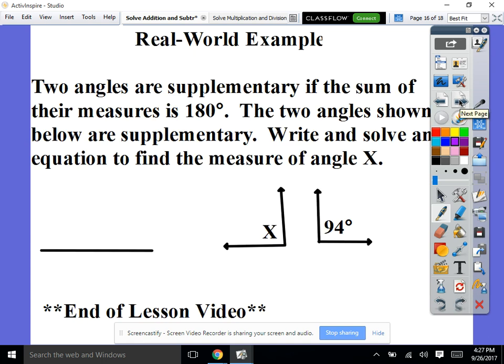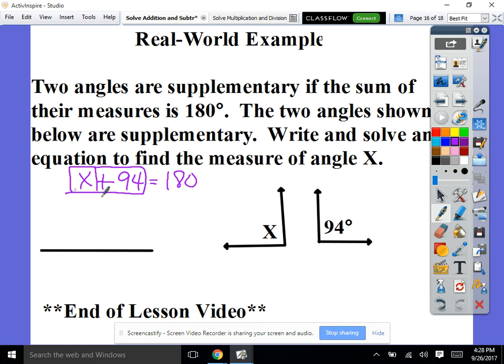All right, a real world example. Two angles are supplementary if the sum is an addition, the answer to an addition problem. If the sum of their measures is 180, the two angles shown below are supplementary. Write and solve an equation to find the measure of angle x. So we know that it's a sum. We know that we're looking for x, and that if we add 94, our answer will be 180.